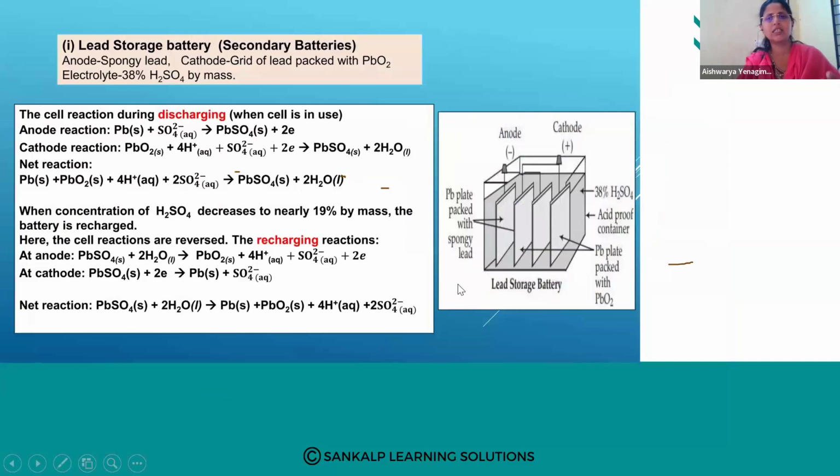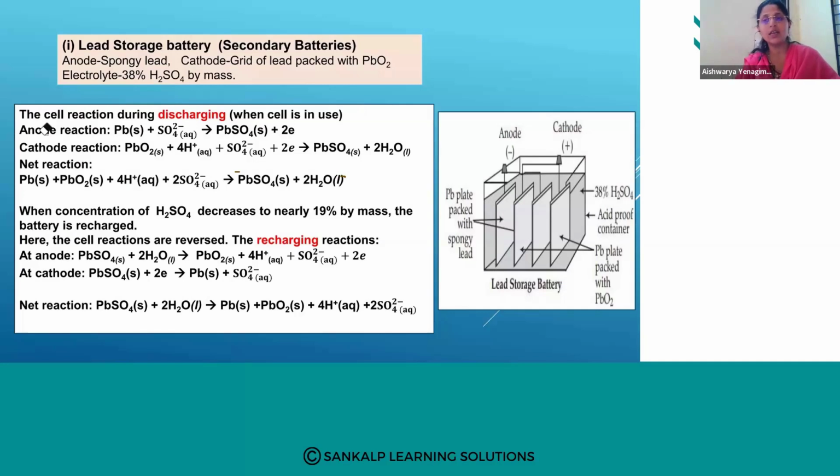Coming to the next concept, that is secondary cells. So what are secondary cells? Just now we have discussed secondary cells. They can be used again and again. If the battery runs down, by passing current, by recharging it, it becomes completely charged again and we can use it again and again. So this is about secondary cells.